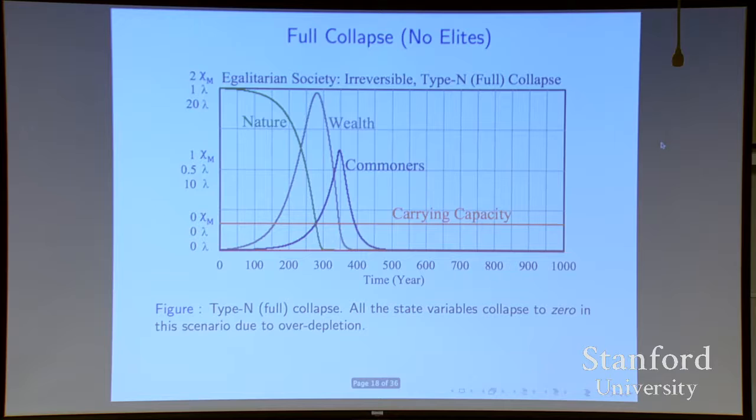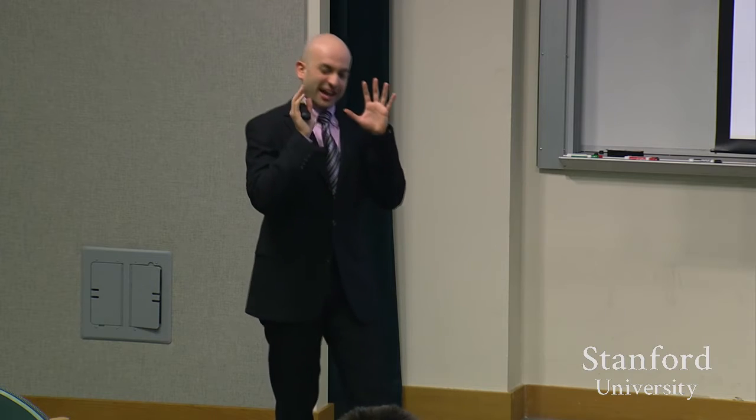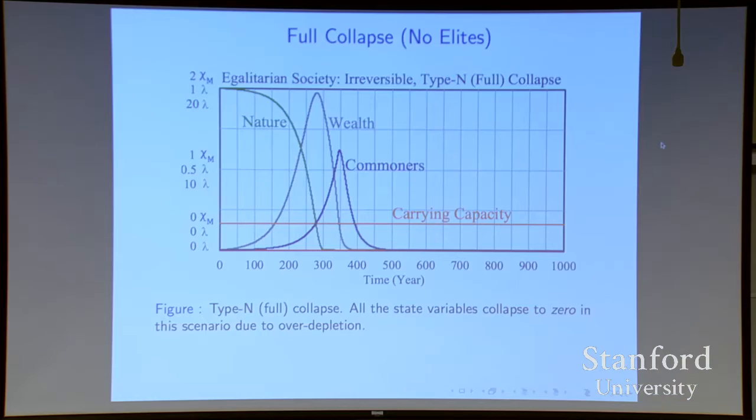So that's the case now. So if we push the production level and depletion beyond a certain level, then we can push the system into a full collapse, or type N collapse, as we call it, which in this case happens just because of over-depletion. So it's just over-depletion that is at play.